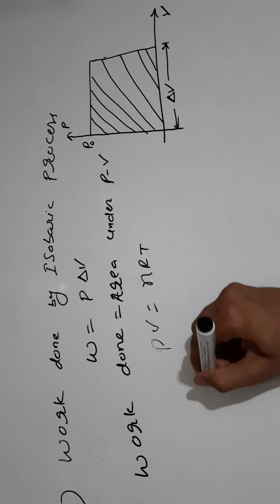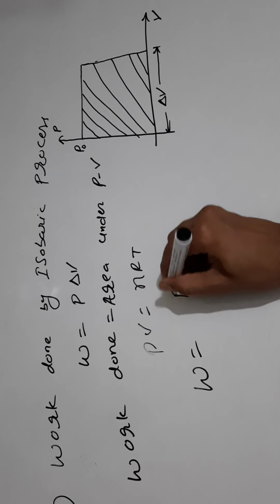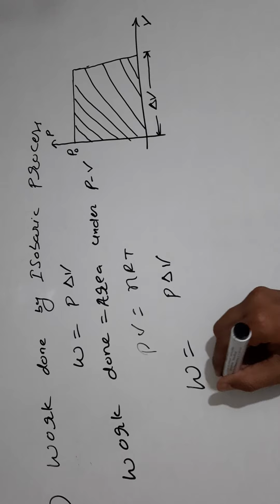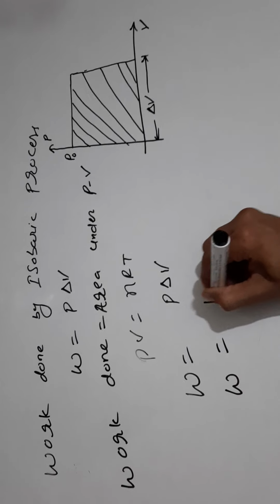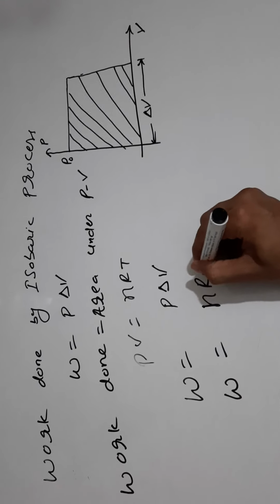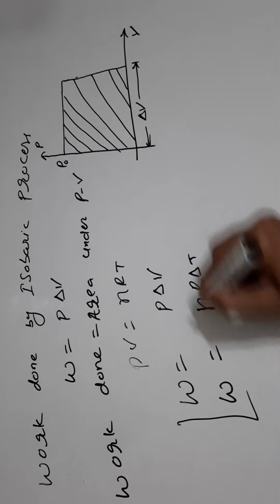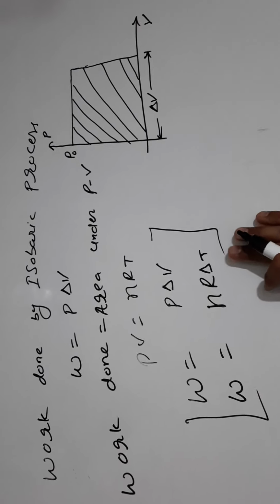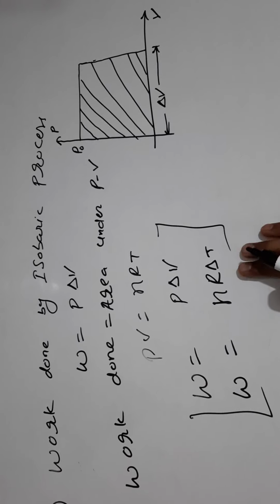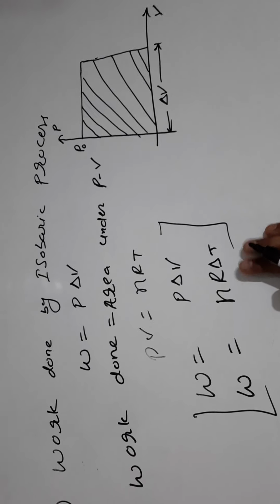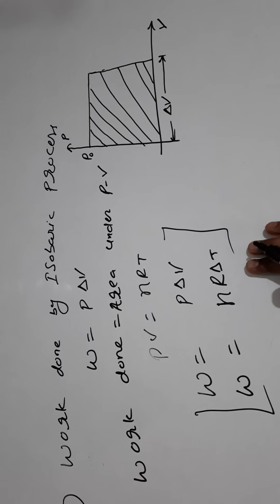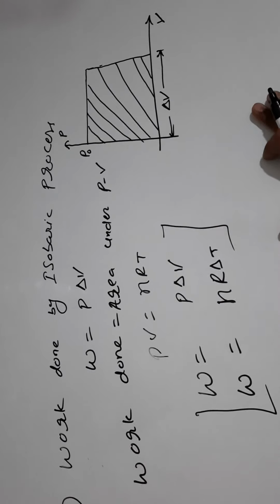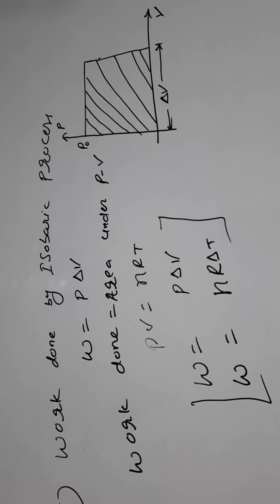Now you can write work done is equal to P delta V, or you can say work done is equal to nR delta T. Both formulas are important, and IIT JEE asked questions based on both. This formula is important for JEE Mains, NEET, Advanced, everywhere. So I have covered the fourth point.